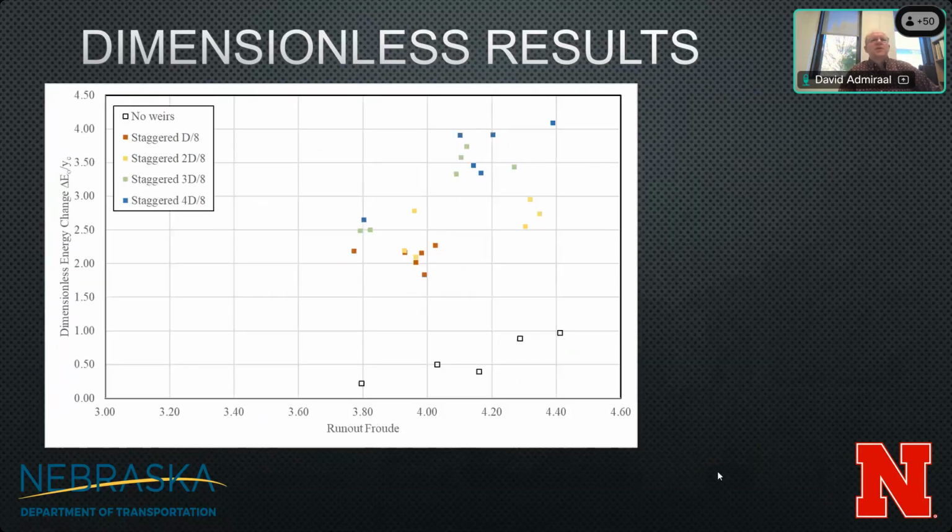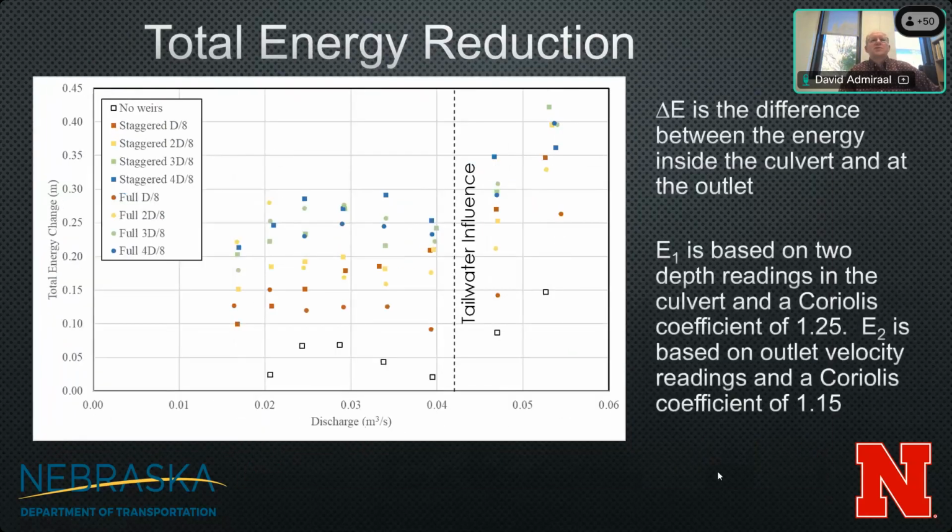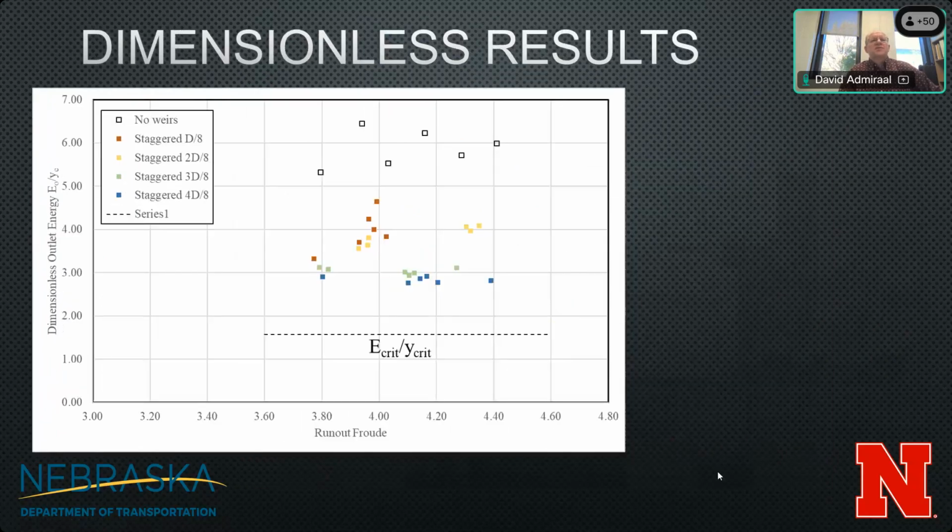Wrong direction, sorry. So here are the dimensionless results. I'm going the wrong direction. All right. So here's dimensionless outlet energy related to the critical value. So this is as low as we can possibly get it. And this is, again, the staggered weir. This is the lowest value we got when it was half the size of the diameter of the culvert.